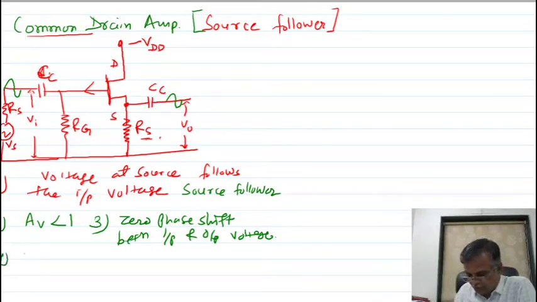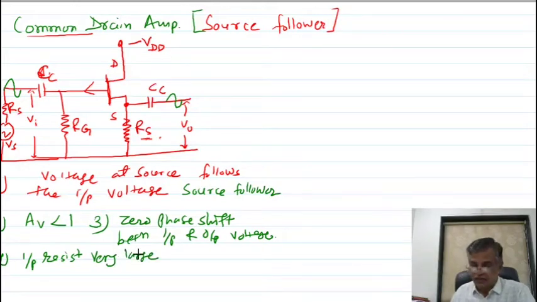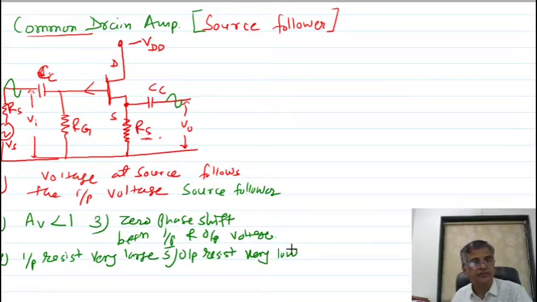Fourth, input resistance is very large. Input resistance between these two terminals is very large. Fifth, output resistance is very low. Remember this: input resistance of this circuit is very large, output resistance is very low.